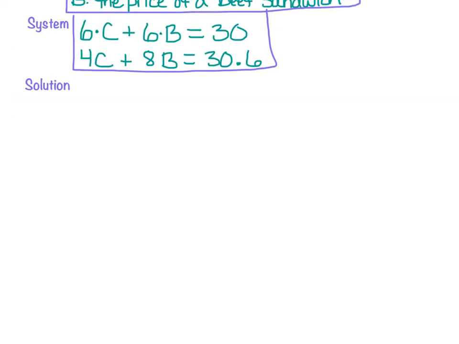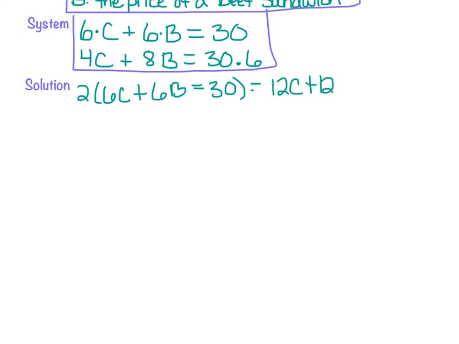Okay, I scooted it all up so I could keep working. The solution then. For this, I'm going to use elimination since it's already in standard form. I'm going to eliminate the C. So if I want to make the C's go away, I would have to multiply the first line by 2 and get 12C plus 12B equals 60. And I would need to multiply the second line by -3 so that I could make my C's cancel out.